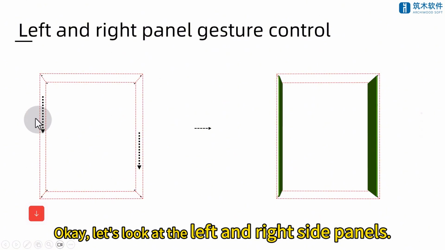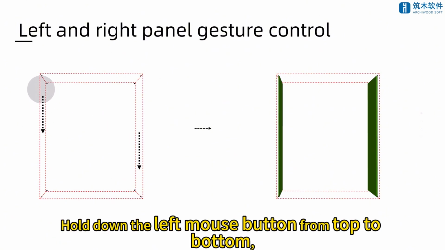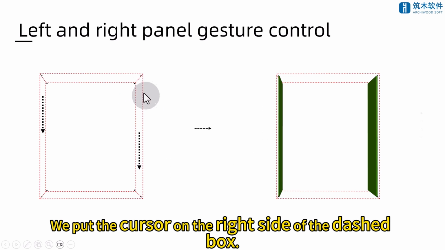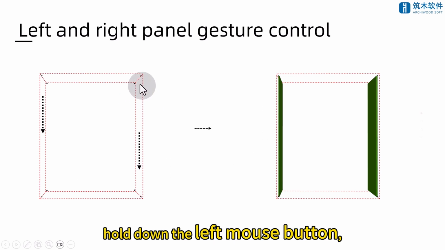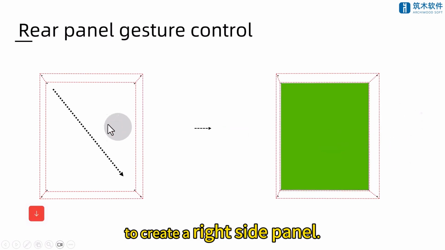Okay. Let's look at the left and right side panels. We put the cursor on the left side of the dashed box. Hold down the left mouse button and slide the mouse from top to bottom to create a left side panel. For the right side panel, we put the cursor on the right side of the dashed box, hold down the left mouse button, and slide the mouse from top to bottom to create a right side panel.